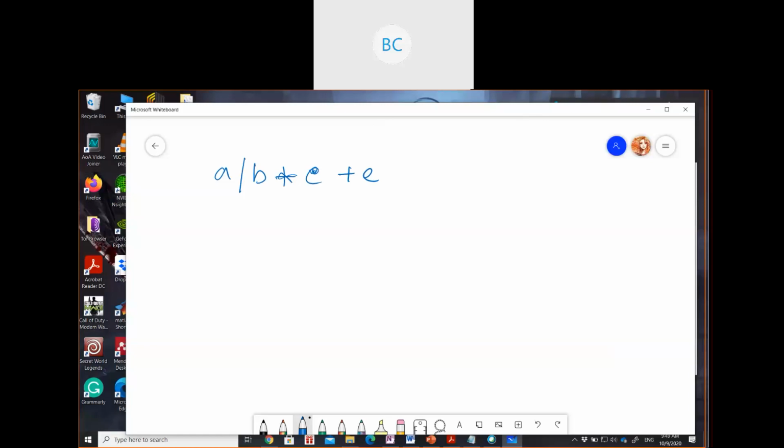So in normal evaluation, first we see the precedence, then we see the associativity. In this case, divide has the highest precedence, so we will do this operation first. Next we have multiplication, so we evaluate this expression next. And finally we will do this addition. So this is your infix.